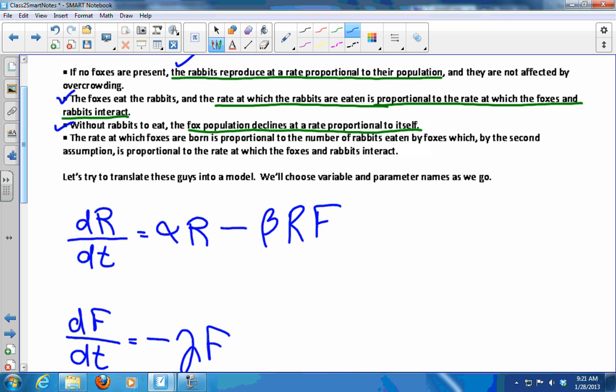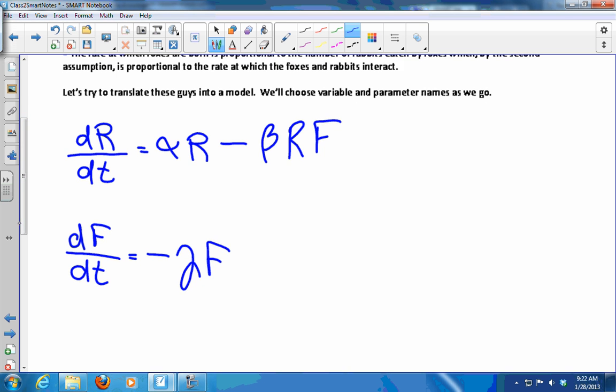So this is our unlimited growth, and then it's going to be tempered by the number of interactions between rabbits and foxes, because the more they interact, the more rabbits are going to get eaten. And then dF/dt, they're declining. They're declining with no rabbits, but the more the rabbits and foxes interact, we're going to increase that growth rate. So here we're going to add to the growth rate another parameter as opposed to beta. It might be a little different for foxes, so we'll call it delta RF.